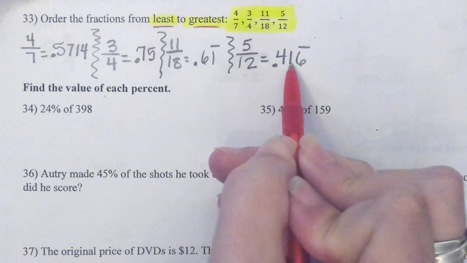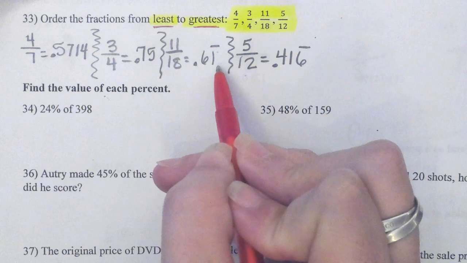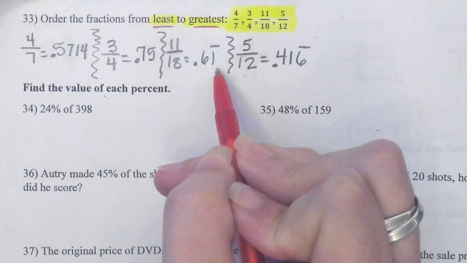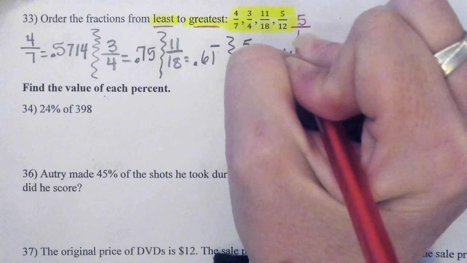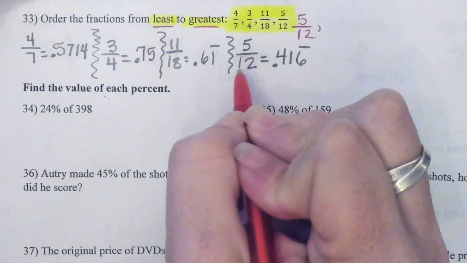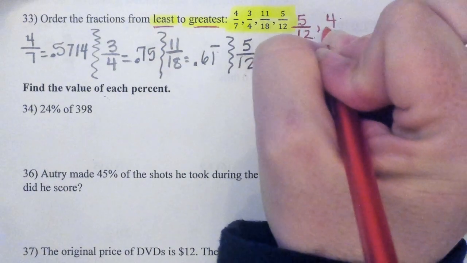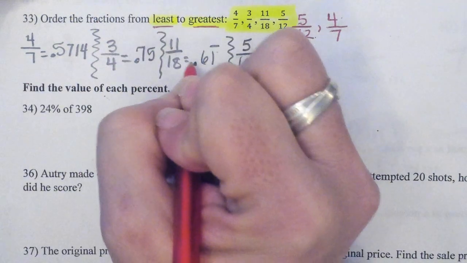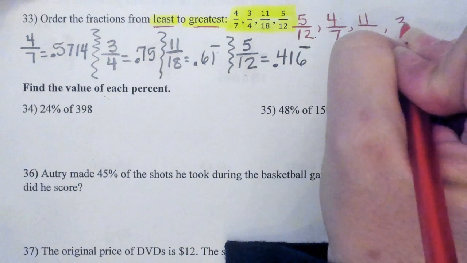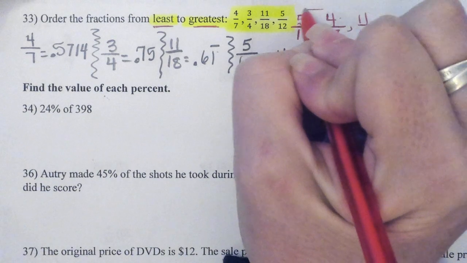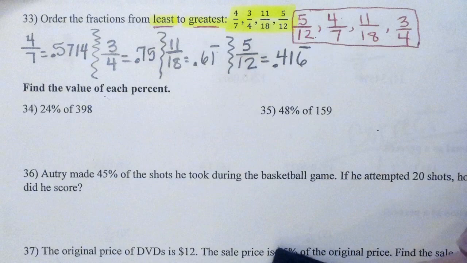5/12, because it's 0.41. 41 cents compared to 61 cents. Does that make sense? Kind of. So 5/12. Then 0.57 would be 4/7. Then 11/18. Then 3/4. You've got to be willing to get those numbers into something you understand.